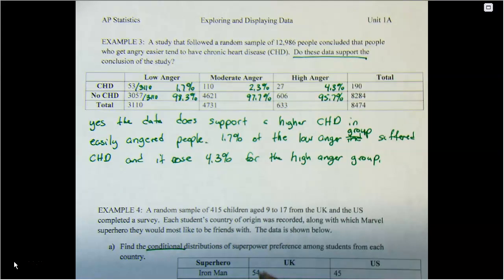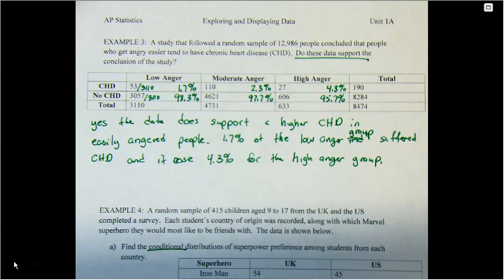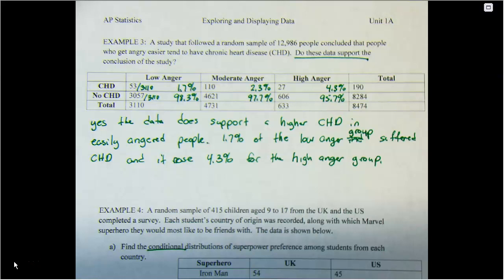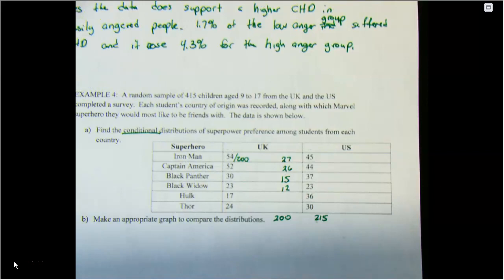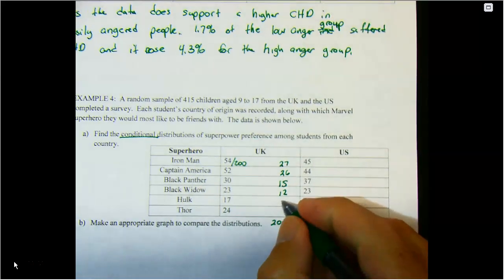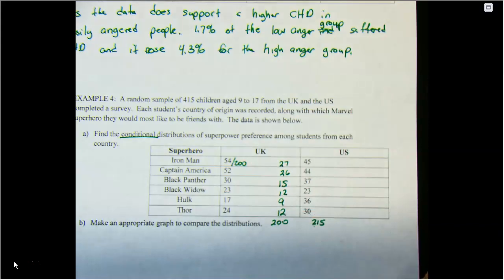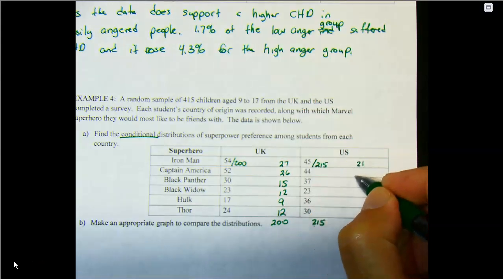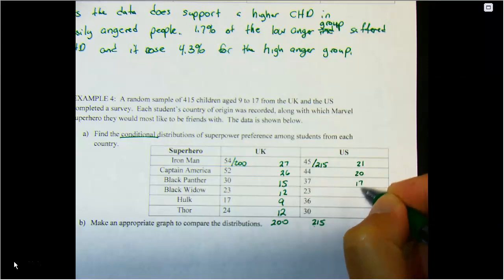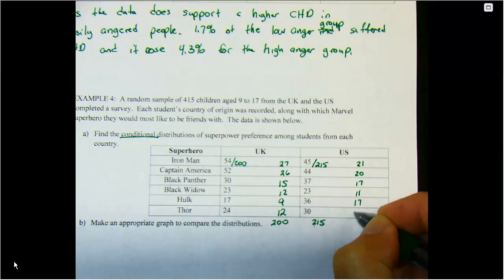But we do have to have some totals, so we would add all these together, and we're going to find out that there are 200 from the UK. We're going to add those together and get 215 from the US. So that means we're going to take this and divide it by 200, and that gives me a 27. So the following is a 26. Again, I think we can understand where that comes from. I'm just going to move the paper so you can actually see what I'm writing. All right, so there's a 12, there's a 9, and there's a 12. We're going to divide by 215 over here. And so we have a 21, a 20, a 17, an 11, a 17, and a 14.